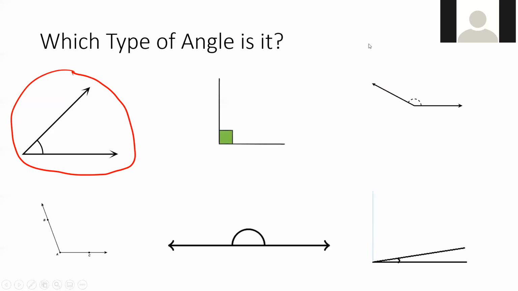Are you guys all typing in chat? You're all typing in chat, aren't you?